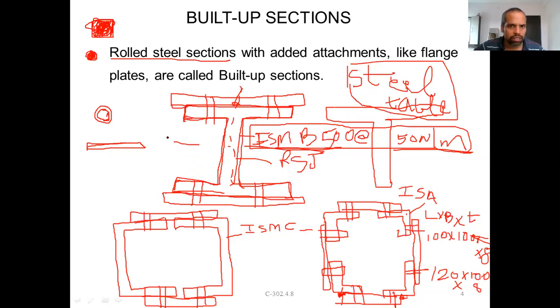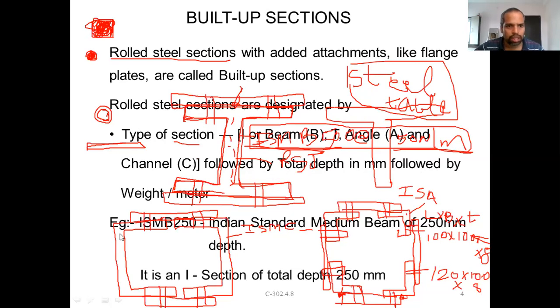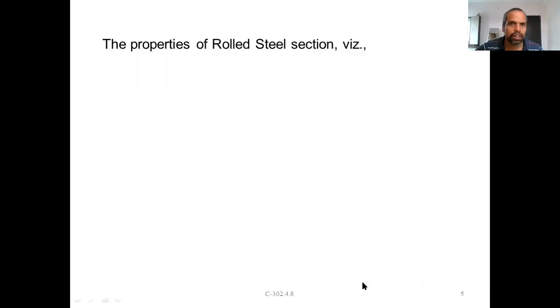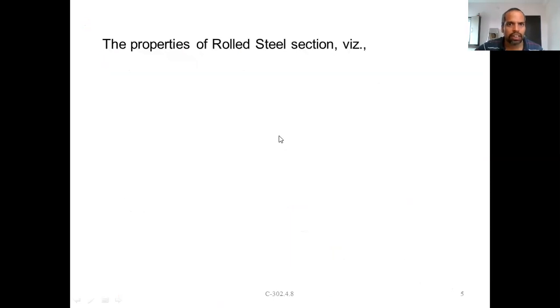Now let us see the theory given here. Rolled steel sections are designated by type of section, that is I or B, T, angle, and channel section, followed by total depth in mm, followed by weight per meter. Just now, whatever I have explained. For example, ISMB 250 means Indian Standard Medium Beam of 250 mm depth. It is an I section of total depth 250 mm. This is the standard designation.